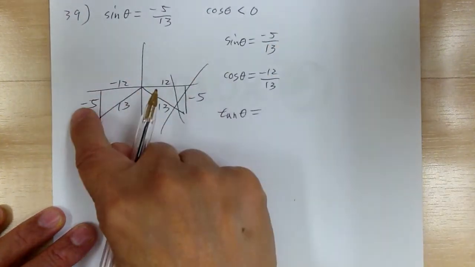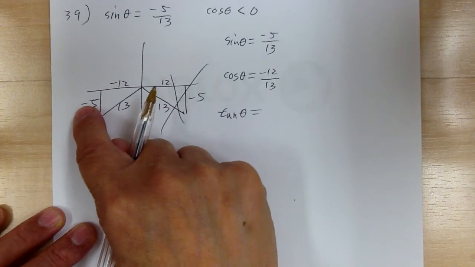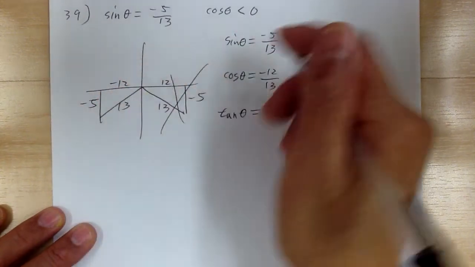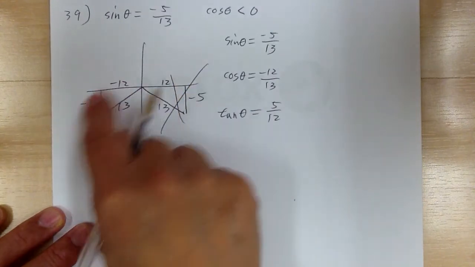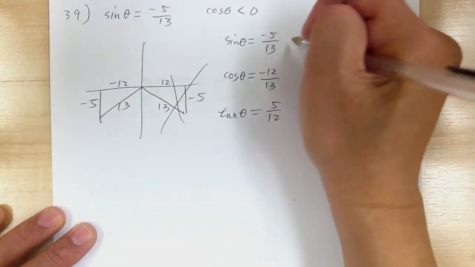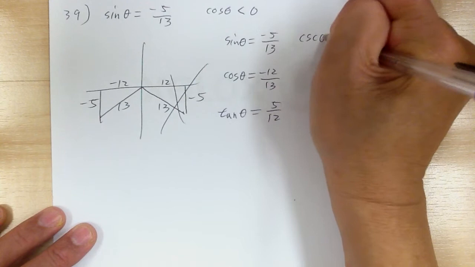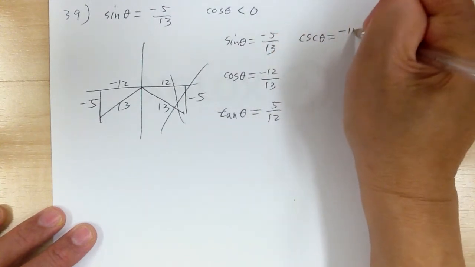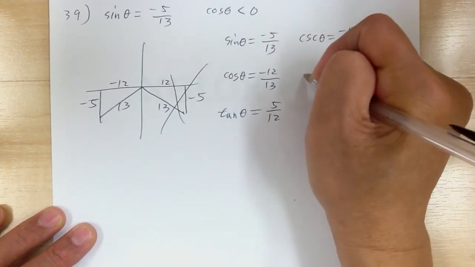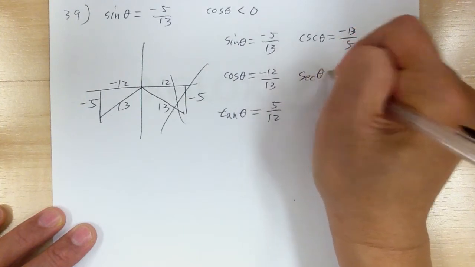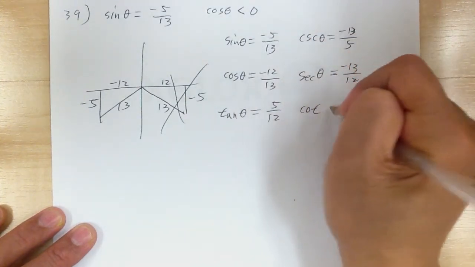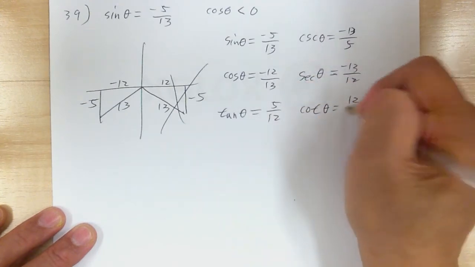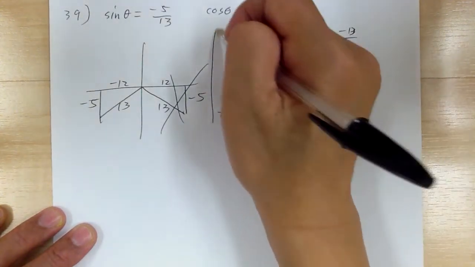Tangent theta is sine over cosine, so it's this over that, and the negative will cancel out, so it would be 5 over 12. Right? So you take this over this, and the negatives cancel out, so you get that. And after that, for the secondary functions, you just flip upside down: cosecant flips upside down, secant flips upside down, and cotangent flips upside down, and you get that.